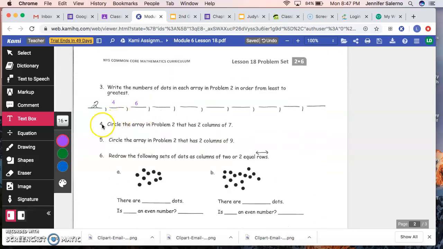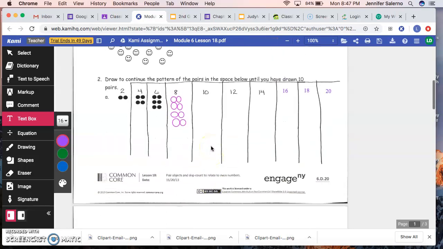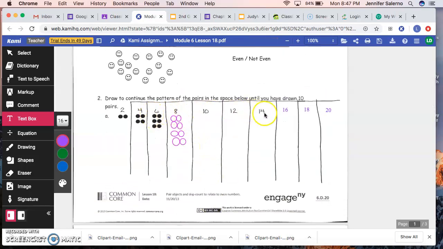Then for number 4 and 5, again, you're going to need to go back to problem 2. For number 4, it's saying circle the array in problem 2 that has 2 columns of 7. So remember, columns go up and down. So they want to know which of these is going to have 2 columns of 7. Do we have that yet? 1, 2, 3, 4. 1, 2, 3, 4.